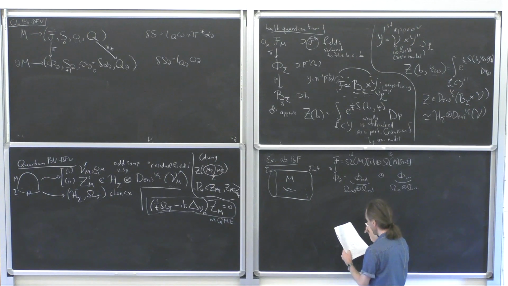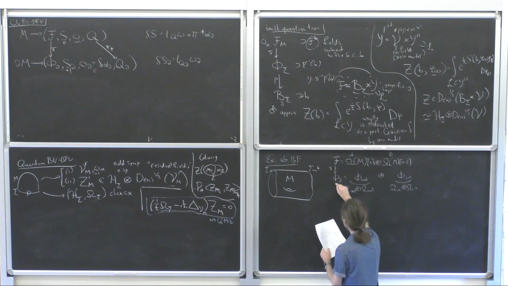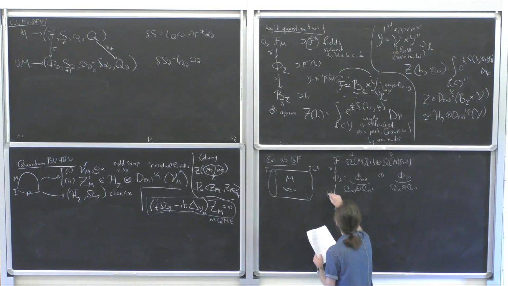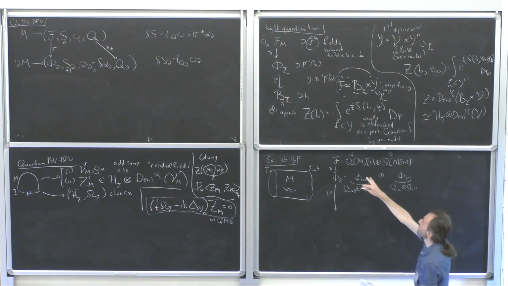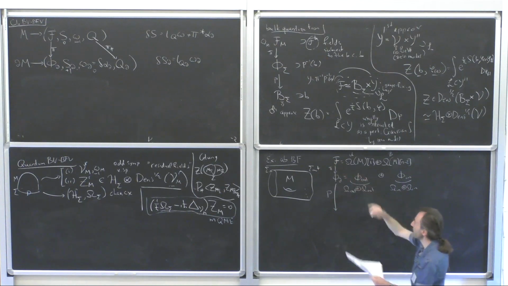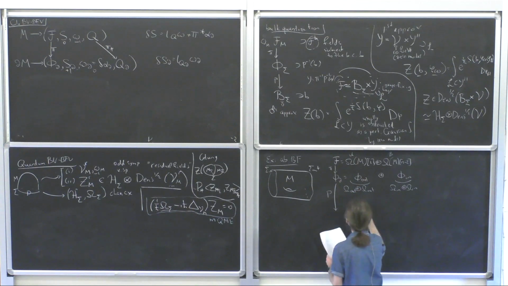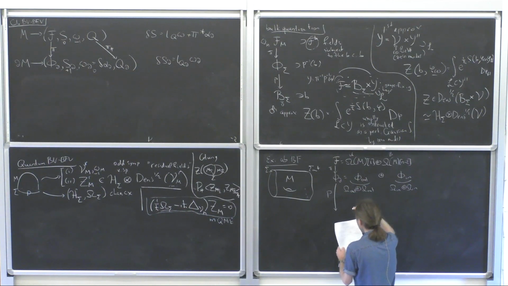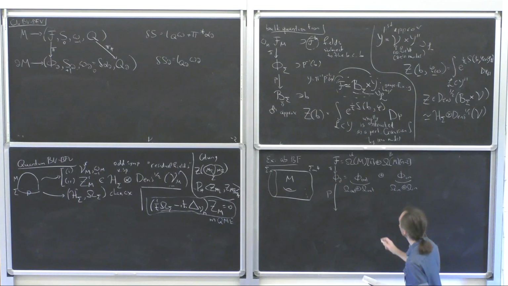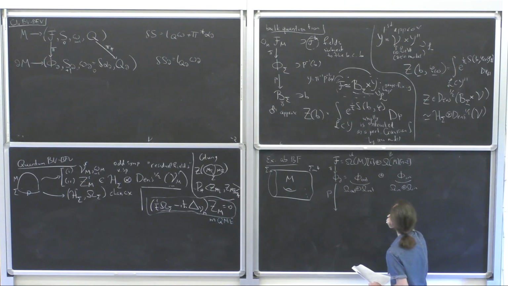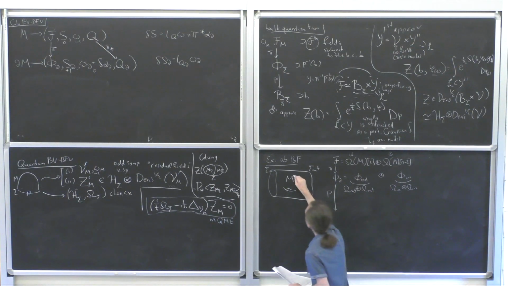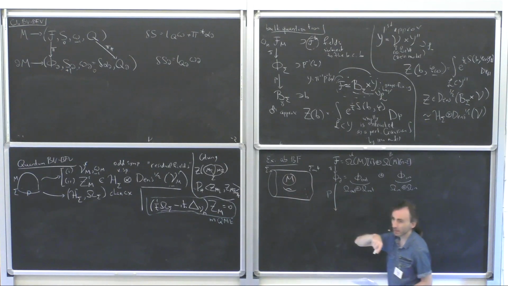Then I want to choose this fibration P. What is M? Oh, that's the dimension of M. Little n is the dimension of M.